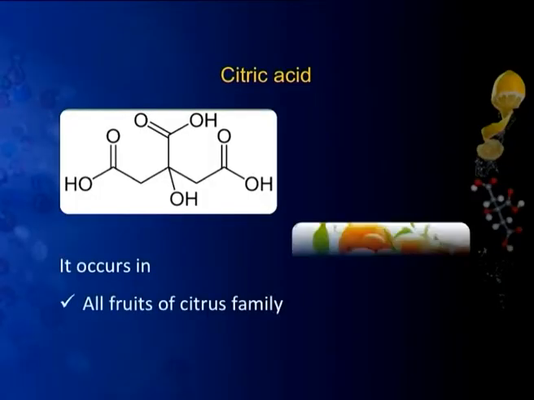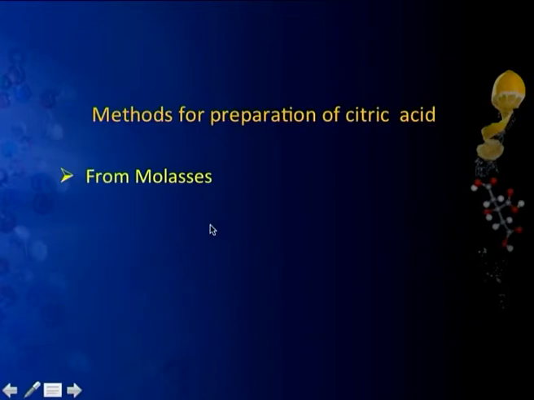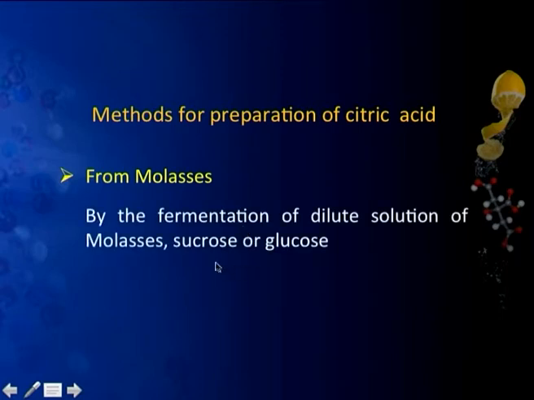Now, next we take up another hydroxy acid, that is citric acid. Citric acid is found in all citrus fruits, whether it is lemon, orange, sweet lime, etc. All these fruits contain citric acid in very large amounts. Molasses is the thick dark liquid which is left after the precipitation of sugar from the sugar cane juice, and it is waste of the sugar industry, but this on fermentation gives citric acid. Citric acid can also be obtained by the fermentation of sucrose or glucose.